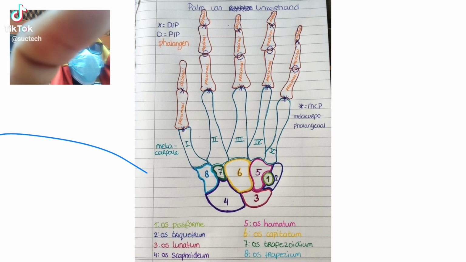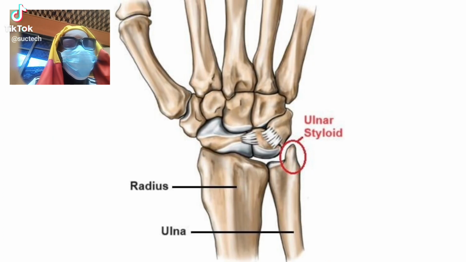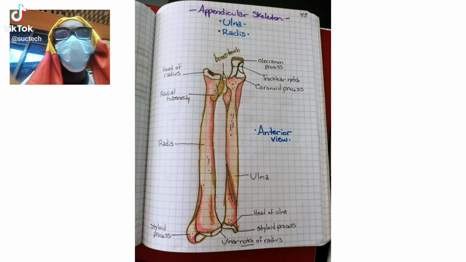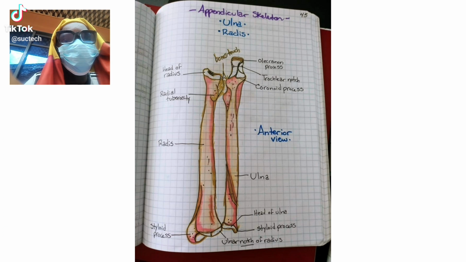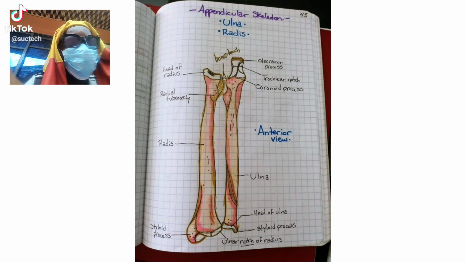So let's go to the next slide. This is also the hand. Let me go to the next one. Here we are seeing the radius and the ulna. You know that in this exam they don't give you all the time you want, just limited time. So in this question, what are you going to do with the radius and ulna?